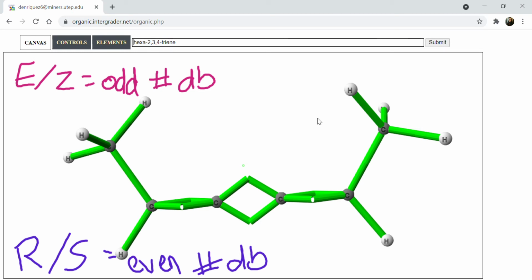And then I'm going to look for that E/Z conformation because we do have an odd number of double bonds. And I see that our highest priority is up here on the top, and our lowest priority is here, and that's the same on the other side. Highest priority is up here, and our lowest priority. So Z for same, as in same. So I'll do Z dash hexa 2, 3, 4 triene. There's no methyls or anything, so we should be good to go.